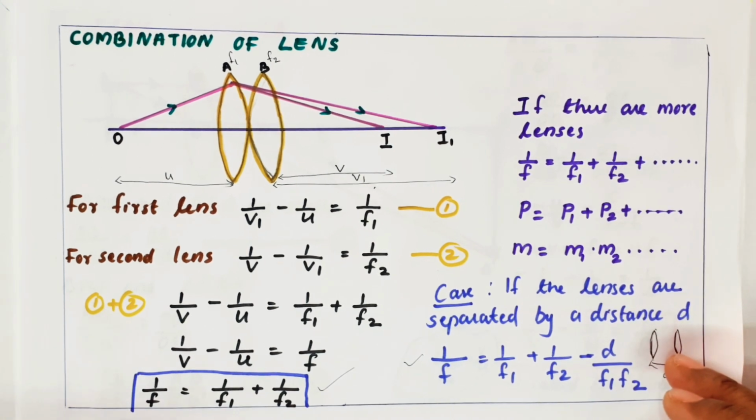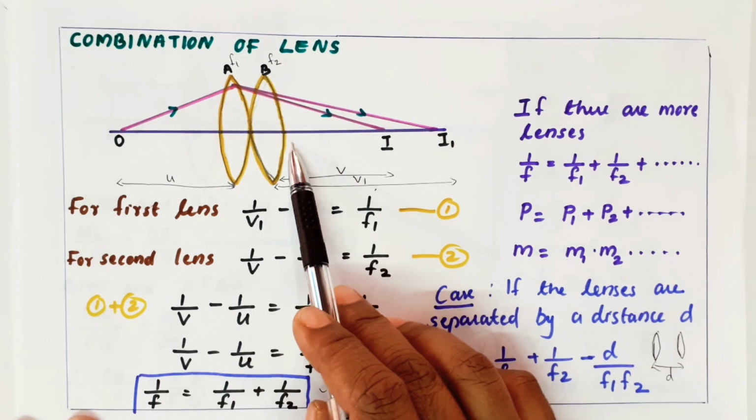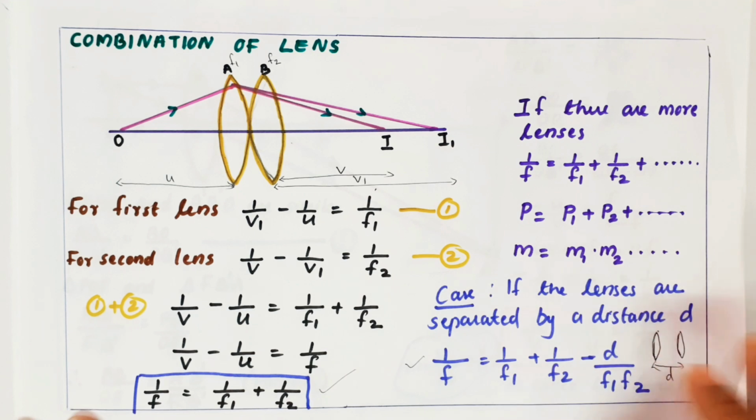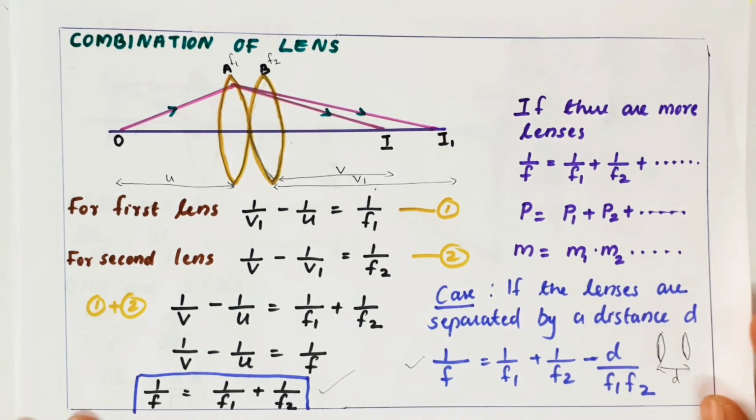What are we using? A simple thing. We are applying the lens formula for both the lenses. The image of the first lens acts as an object for the second lens. That's the main thing you have to remember. Then we add the equations.